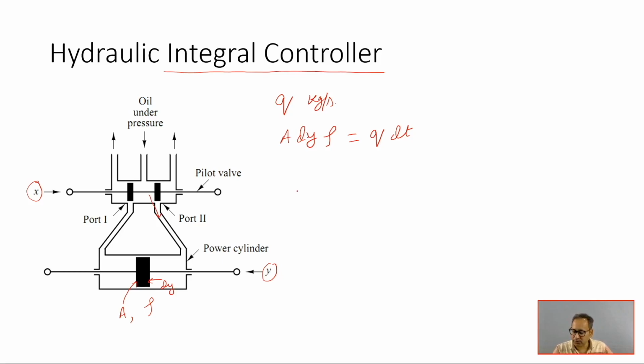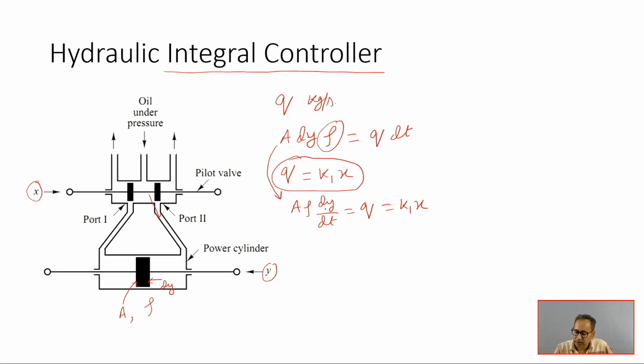Now, because of the assumption of a zero lapped valve, this flow rate q is proportional to x. So, a linear relationship is established, that is q equals k1 into x. k1 is the constant of proportionality. So, from this first equation, A rho dy/dt equals q, that means k1 x. It is possible to write this relationship because of the assumption of a zero lapped valve. And rho can be taken straightforwardly because of the assumption that the fluid is incompressible.